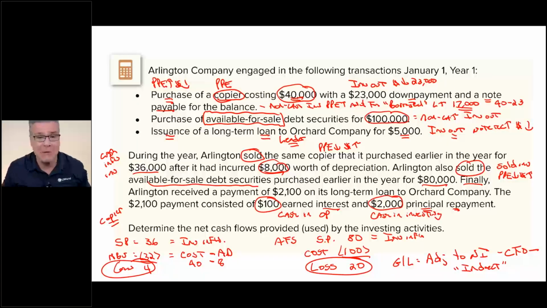Now, this could be a task-based simulation because they could easily ask 3, 4, 5 questions from this. Or this could be 3, 4, or 5 individual multiple choice, and they could ask any piece of the puzzle, but we got you covered.